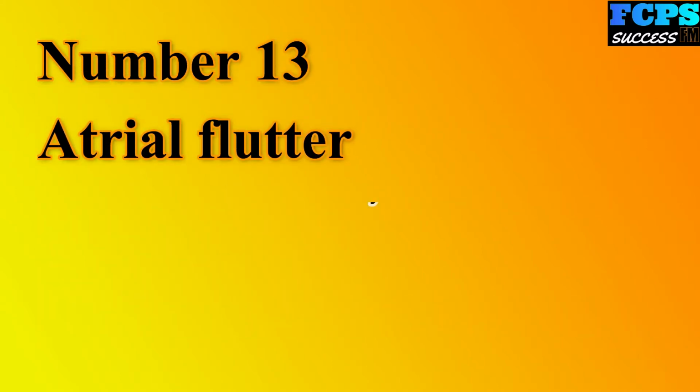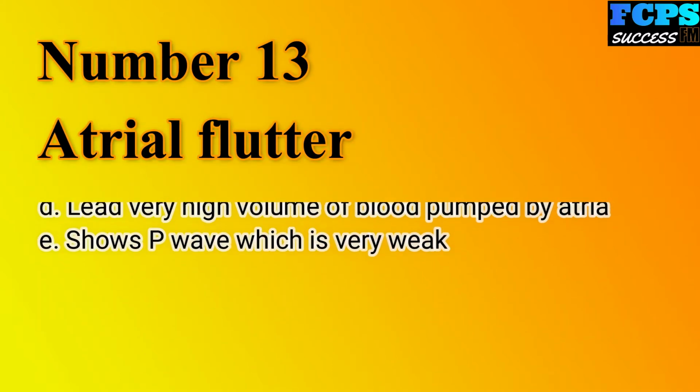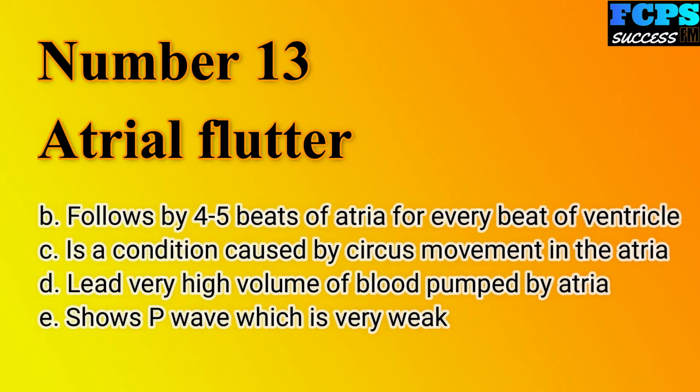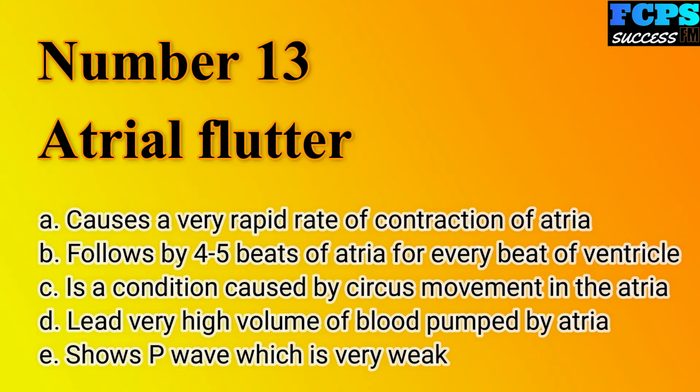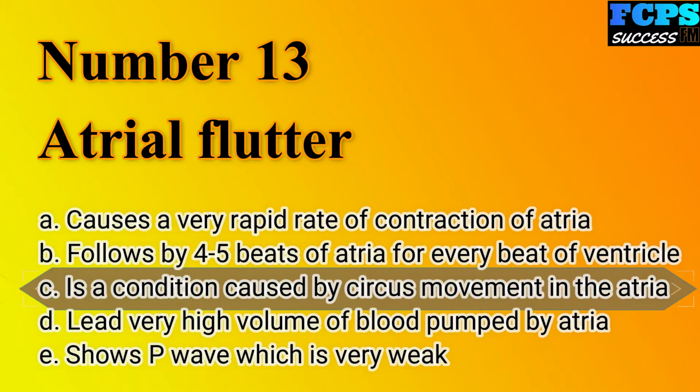Number 13. Atrial flutter. A. causes a very rapid rate of contraction of atria. B. follows by 4 to 5 beats of atria for every beat of ventricle. C. is a condition caused by circus movement in the atria. D. leads to very high volume of blood pumped by atria. E. shows P wave which is very weak. Correct is atrial flutter is a condition caused by circus movement in the atria.